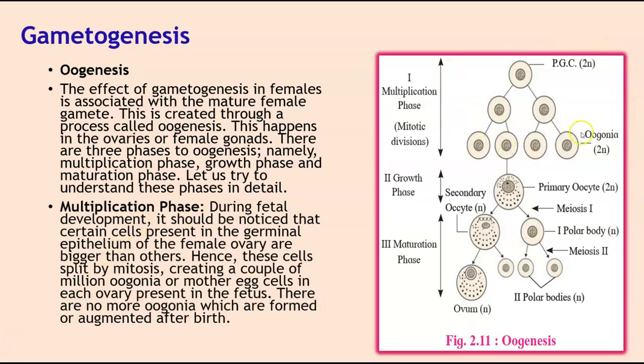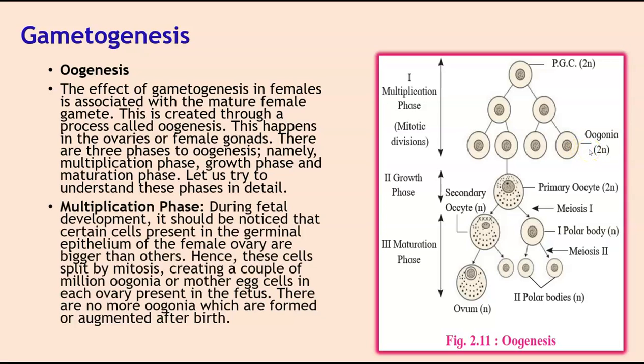The first phase is the multiplication phase. Have a look at this image here simultaneously. This shows you the first phase, that is the multiplication phase. In this stage, the primary germinal cells, PGC, which are diploid 2N, of the ovary undergo repeated mitotic division to form millions of gamete mother cells or oogonial cells. So it forms the oogonial cells which are again diploid.